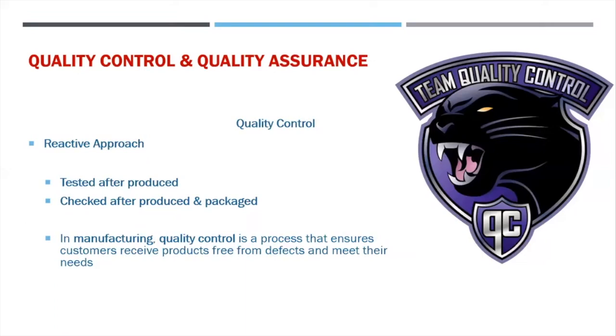Now, quality control, and this is very interesting. When I talk about the reactive approach, it was like in the beginning of my career when I came across this terminology, that quality control is a reactive approach. We test it after produced. We check after produced and packaged. Now remember my comment or a sentence in the first or second of the slides in the beginning, that the risks cannot be eliminated after the product is produced, right? So this is what we do in quality control. We test after they're produced. We check after produced and packaged.